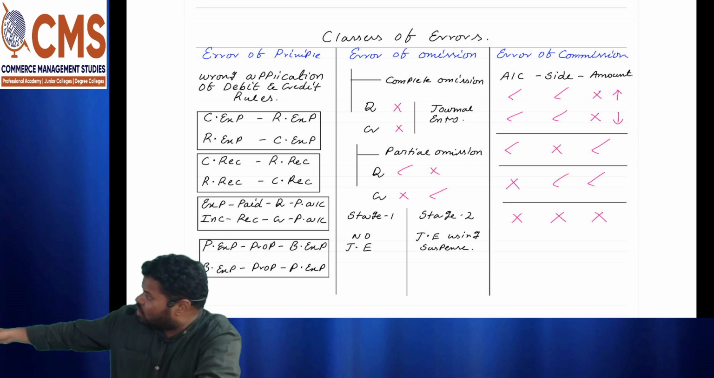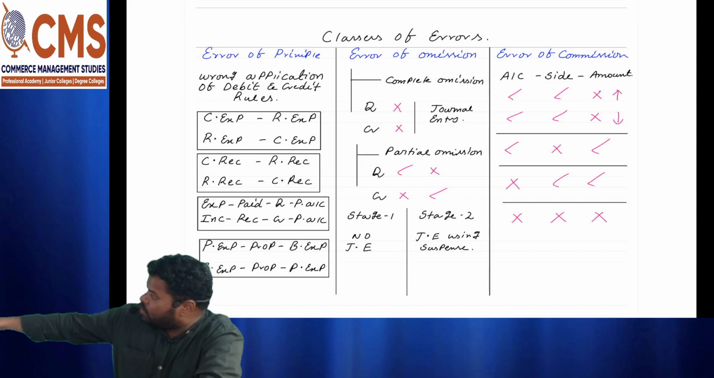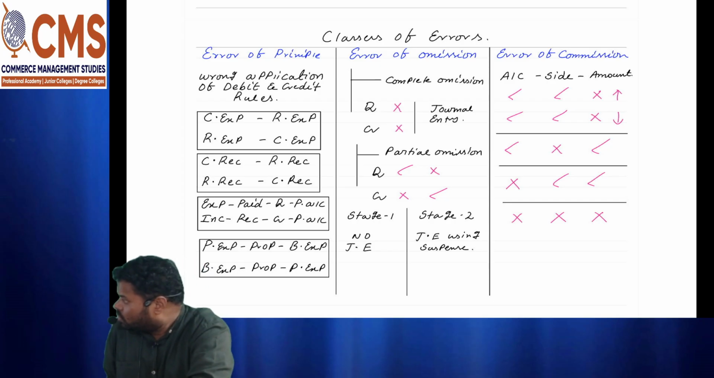The last two blocks, you're clear with this, right? Expense paid is debited to the personal account or income received is credited to the personal account. Personal expense of proprietor treated as business expense or business expense of proprietor is treated as personal expense.